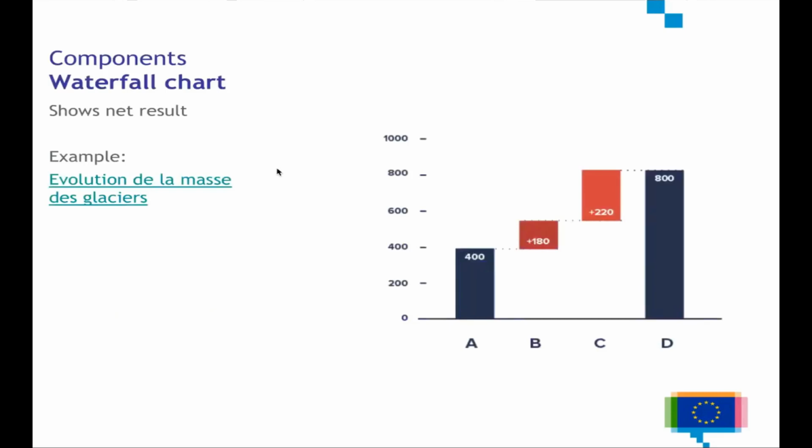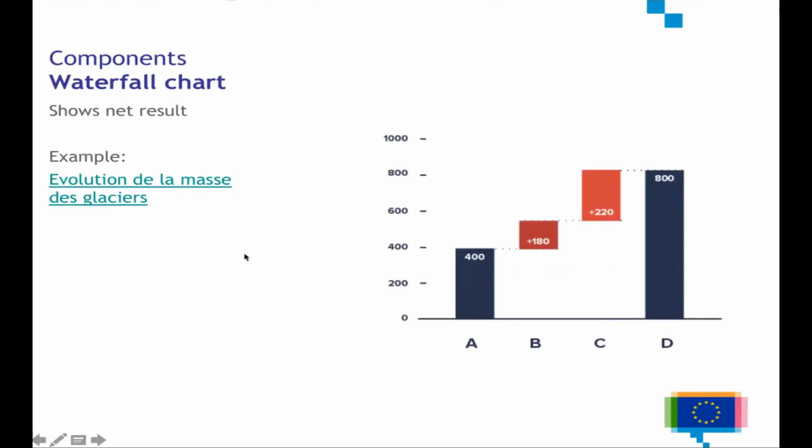The first one is called a waterfall chart, and a waterfall chart can show you the net effect of different components. In this case, we have a start value at A and an end value at D, and you can see that the values for B and C add up to the net effect that they change between A and D.